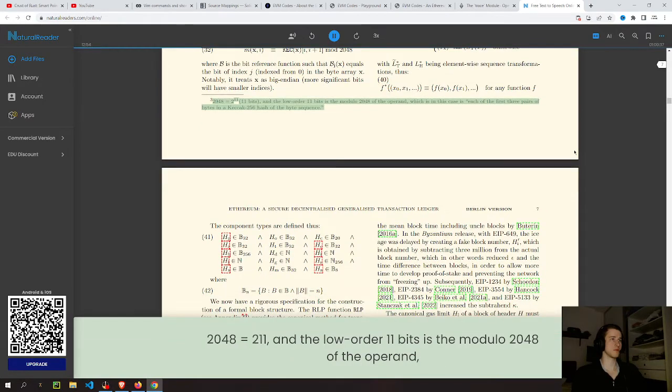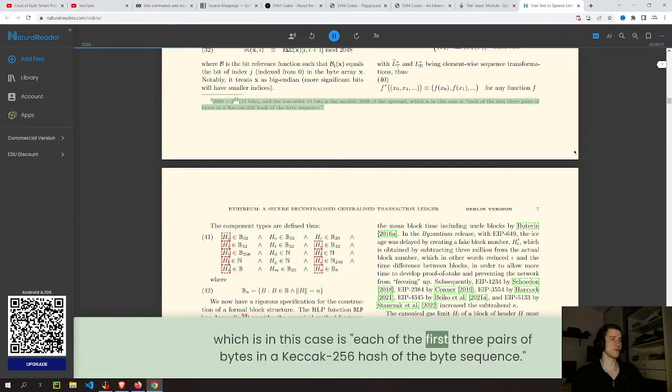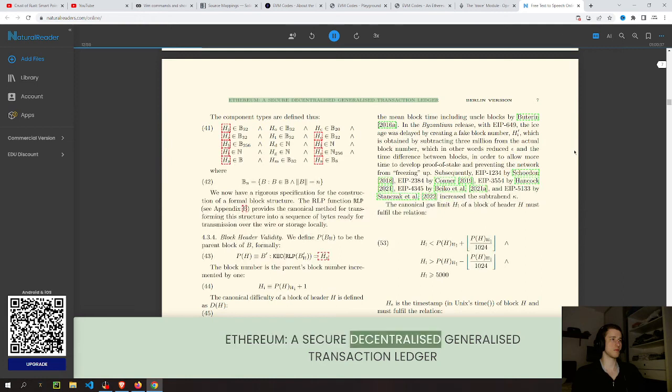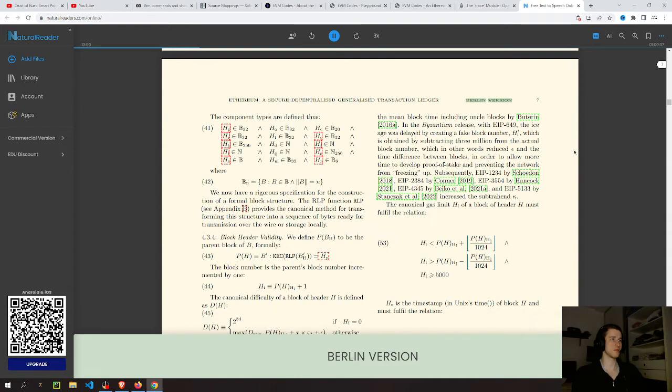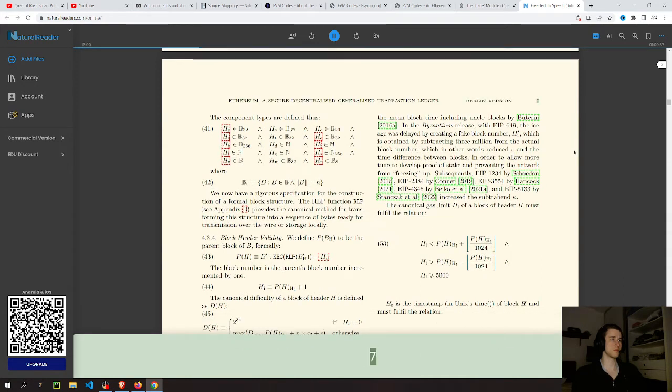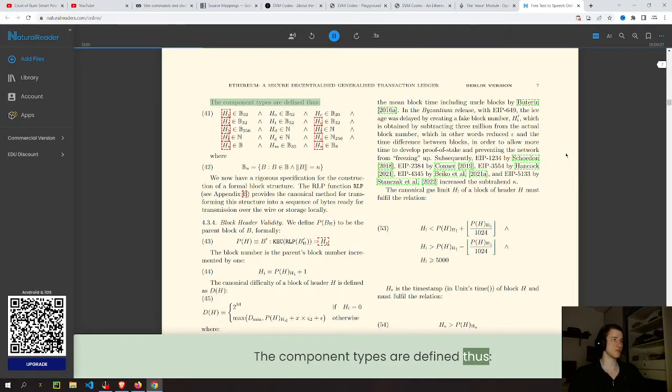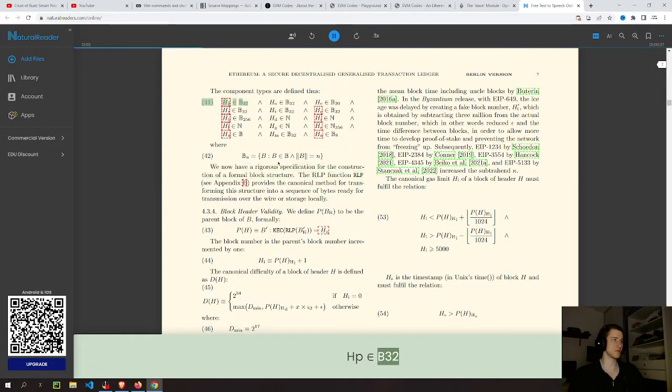2048 equals 2 to the 11, and the low order 11 bits is the modulo 2048 of the operand, which in this case is each of the first 3 pairs of bytes in a Keccak 256 hash of the byte sequence. Ethereum, a secure decentralized generalist transaction ledger. Berlin version 7. The component types are defined thus. HP set membership symbol B32. HO set membership symbol B32.